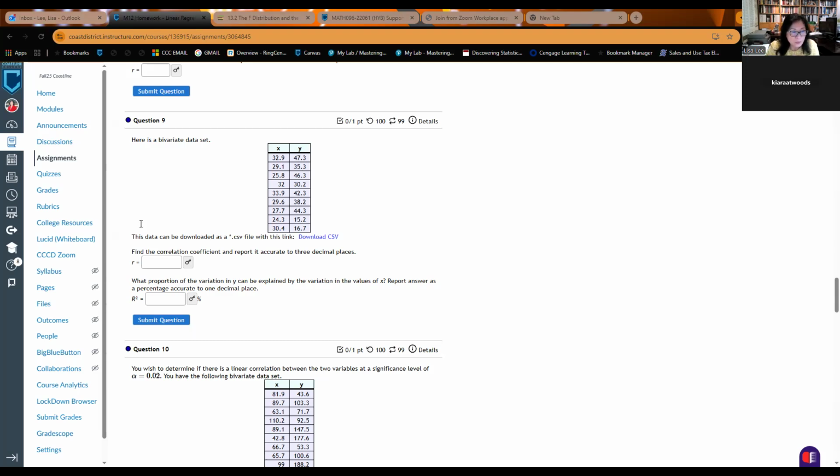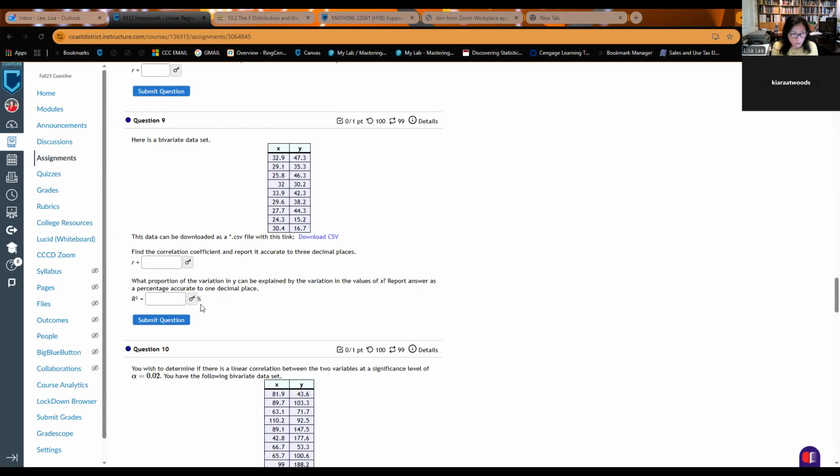So for this one, you just look at the calculator. If you still have that work there, when you go downward, I think you can see it. The one we did earlier, when you scroll down with the down arrow key, you will see R square. You will see the R.